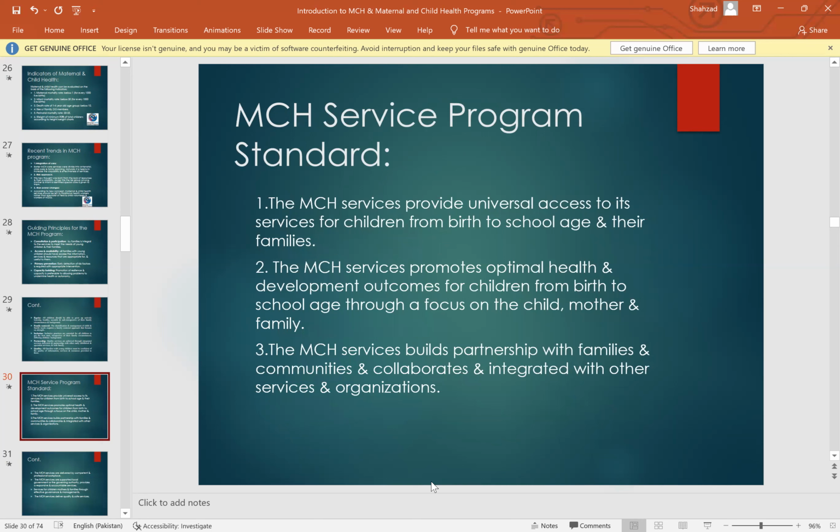MCH Service Program Standard. The MCH services provide universal access to its services for children from birth to school age and their families. The MCH services promote optimal health and development outcomes for children from birth to school age through a focus on the child, mother, and family. The MCH services build partnership with families and communities and collaborate and integrate with other services and organizations.